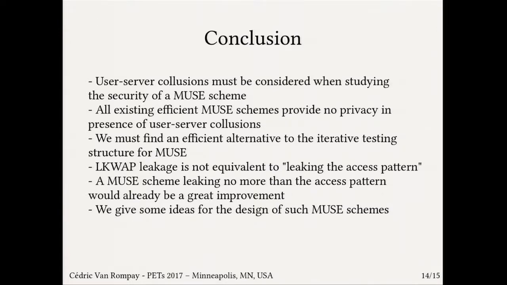So conclusion, you must include collusions in the security analysis of MUSE. And when you do that with most existing MUSE schemes, you see that security disappears. So we must find an alternative to the iterative testing structure. We don't need yet another scheme based on this structure. And no, LKWAP is not equivalent to leaking the access pattern. Actually, it's much worse in terms of security, and it would already be a nice improvement to have a MUSE scheme that leaks no more than LKWAP. So at the end of the paper, we give some ideas that we're working on for improving the state of the art on MUSE, but it's still a work in progress.